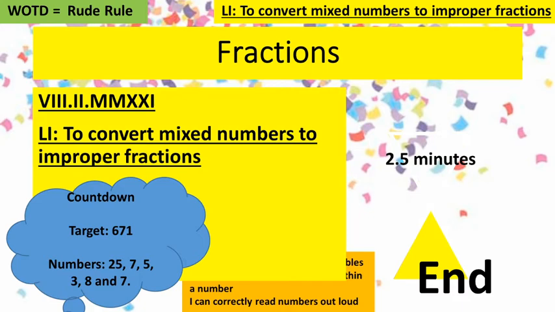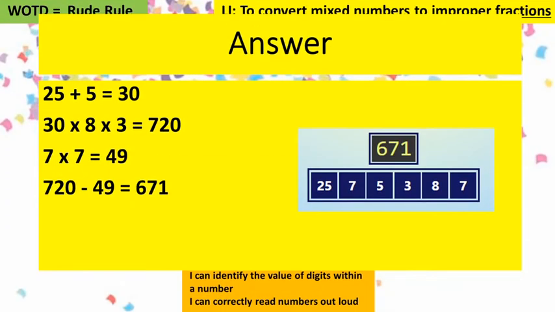Right, let's have a look at that. So our target number was 671. These are the six numbers that we had to reach that target. So we did 25 add 5 to begin with. Let's tick those off. 25 add 5 is 30. 30 multiplied by 8. Then multiply by 3 is 720.